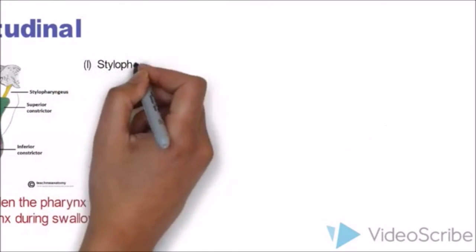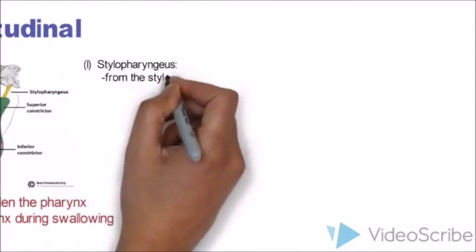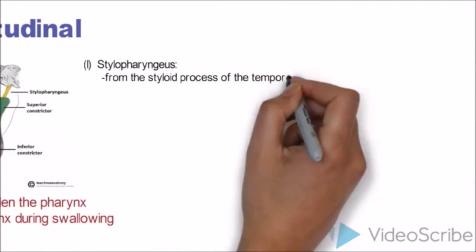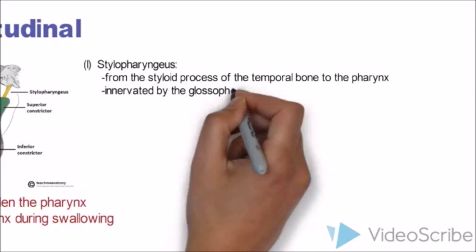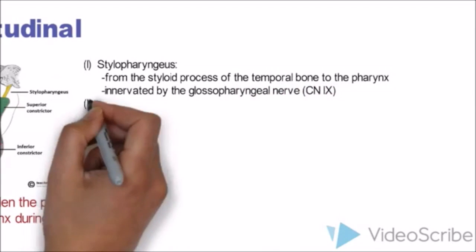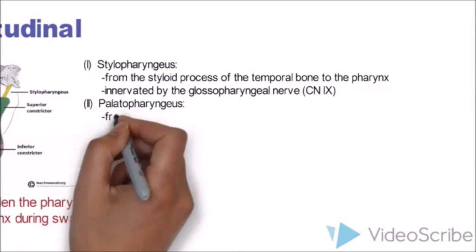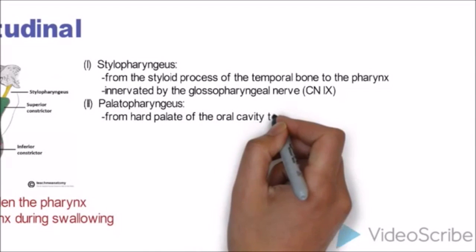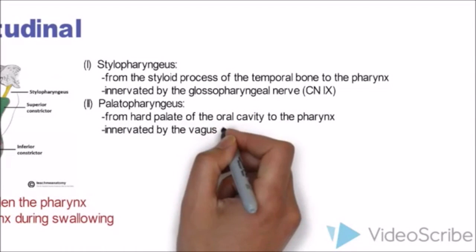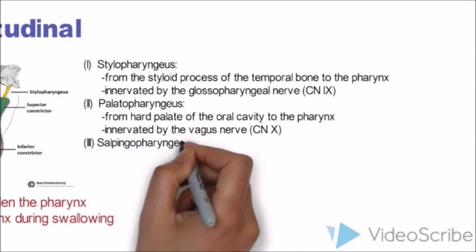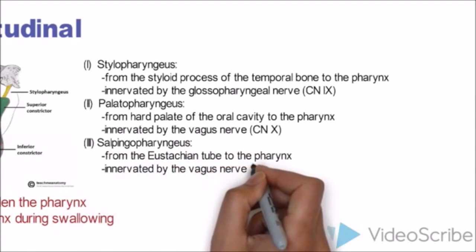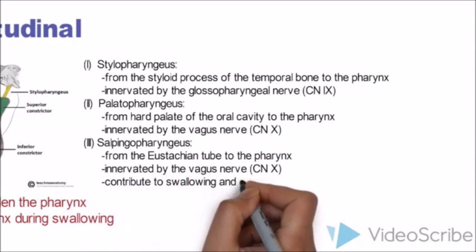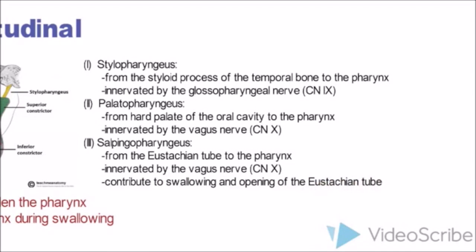There are three main parts of longitudinal muscle. The first one is sternopharyngeus, which is from the styloid process of the temporal bone to the pharynx and innervated by the glossopharyngeal nerve. The second one is palatopharyngeus, which is from the hard palate of the oral cavity to the pharynx and innervated by the vagus nerve. And the third one is esophagopharyngeus, which is from the eustachian tube to the pharynx and innervated by the vagus nerve. It contributes to the swallowing and opening of the eustachian tube.